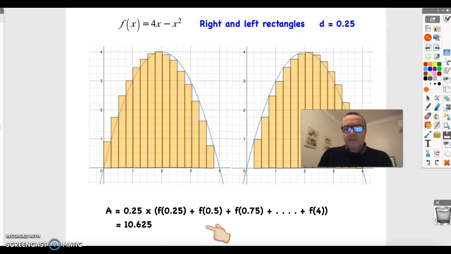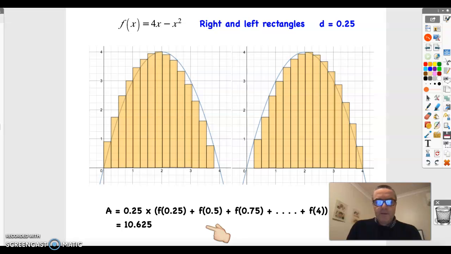Again, here we see thinner rectangles. They're now 0.25, so we can see delta x is 0.25. We can see the right rectangles on the left hand side of the screen, and the left hand rectangle approximation is on the right hand side here. The calculation that we're looking at below has a lot more functions to input.